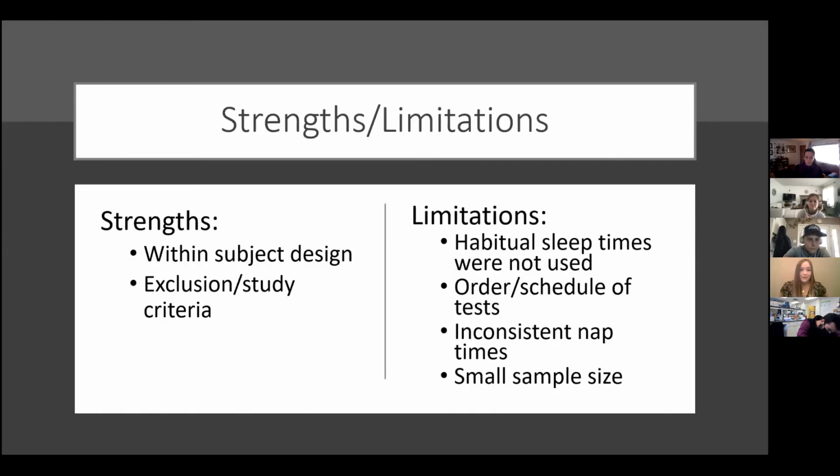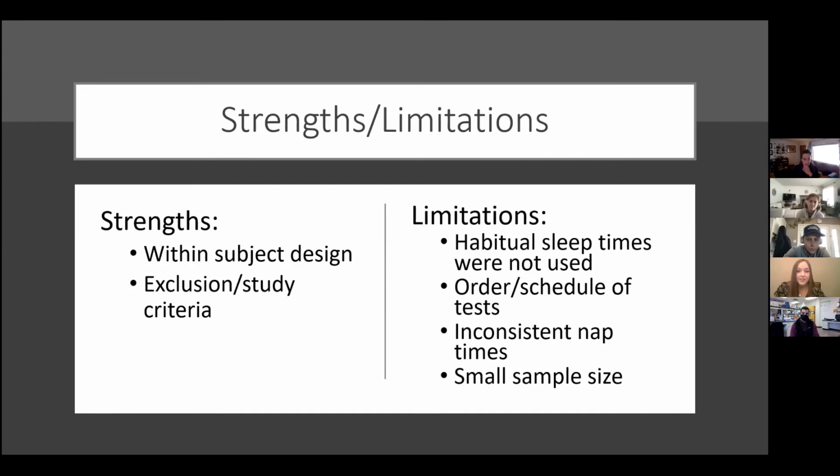And then some strengths and limitations of this study. It is a within subject design, so being a randomized crossover study, you limit some variation that could come from a between subject study. And their exclusion criteria and study criteria were more strict, like our studies are. So they took into account things like alcohol or napping or caffeine, things that could be confounding variables for these outcomes.